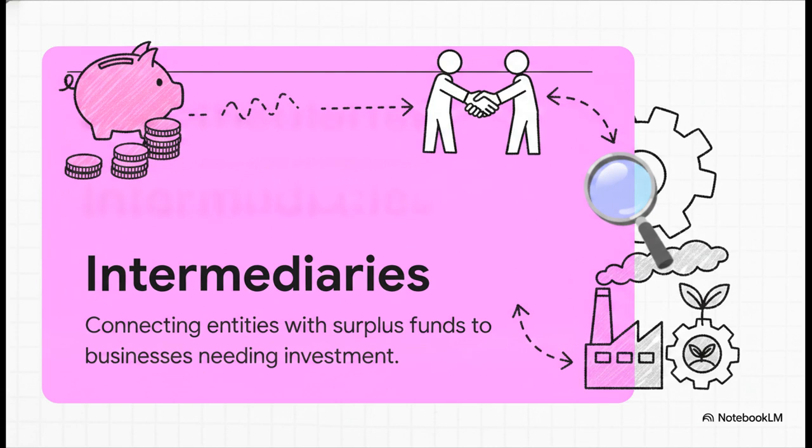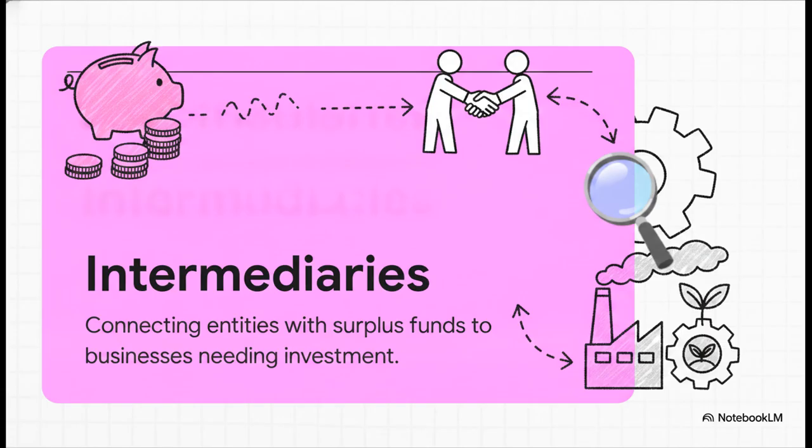The first is risk transformation. Look, as an individual saver, lending your entire life savings to a single risky startup is absolutely terrifying. But a bank pulls money from thousands of savers, spreading and absorbing that default risk so the individual simply doesn't have to.